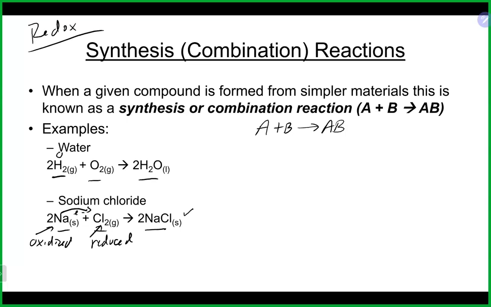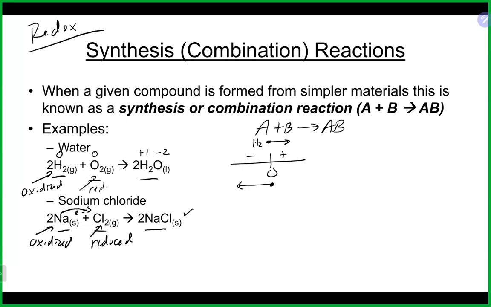The hydrogen here is 0. The oxygen here is 0. The hydrogen in water is +1. Oxygen is -2. So in this particular case, the hydrogen is going from 0 to +1, becoming more positive. The hydrogen here is getting oxidized. The oxygen is going from 0 on the left-hand side to -2 on the right, becoming more negative.